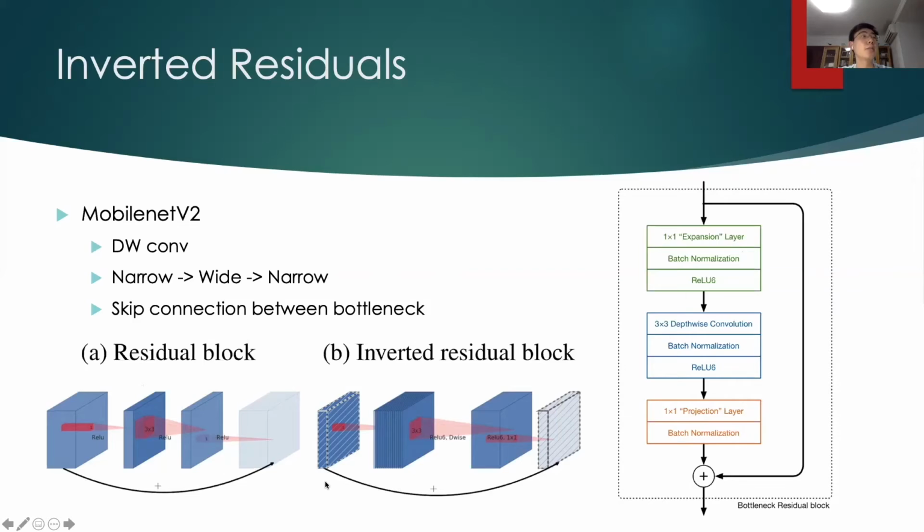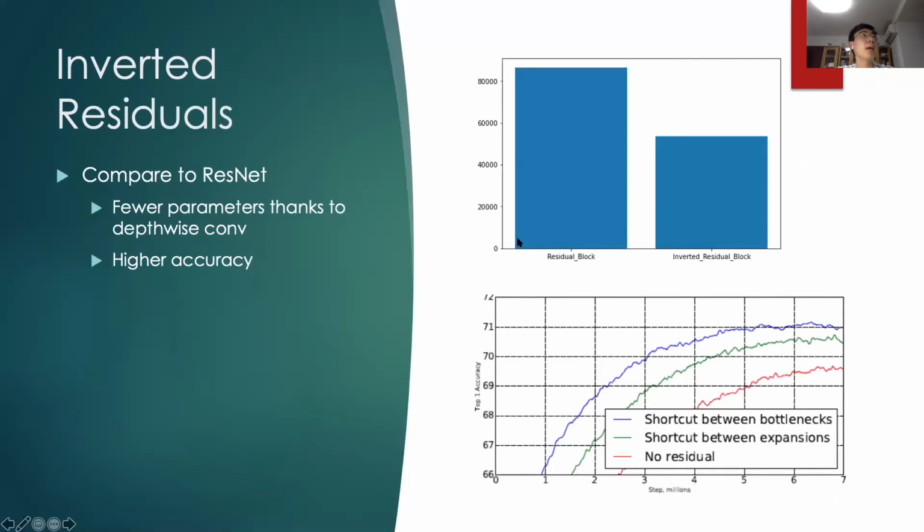We are doing this because when we apply a convolution layer to filter the data, we want to do it on high dimensional data in order to extract enough useful information. So that's why we first use the expansion layer to uncompress the data. Compared to the original residual block, the inverted residual block has fewer parameters thanks to the depth-wise convolution layer. And it also has better performance compared to the original ResNet and the network without residual block.